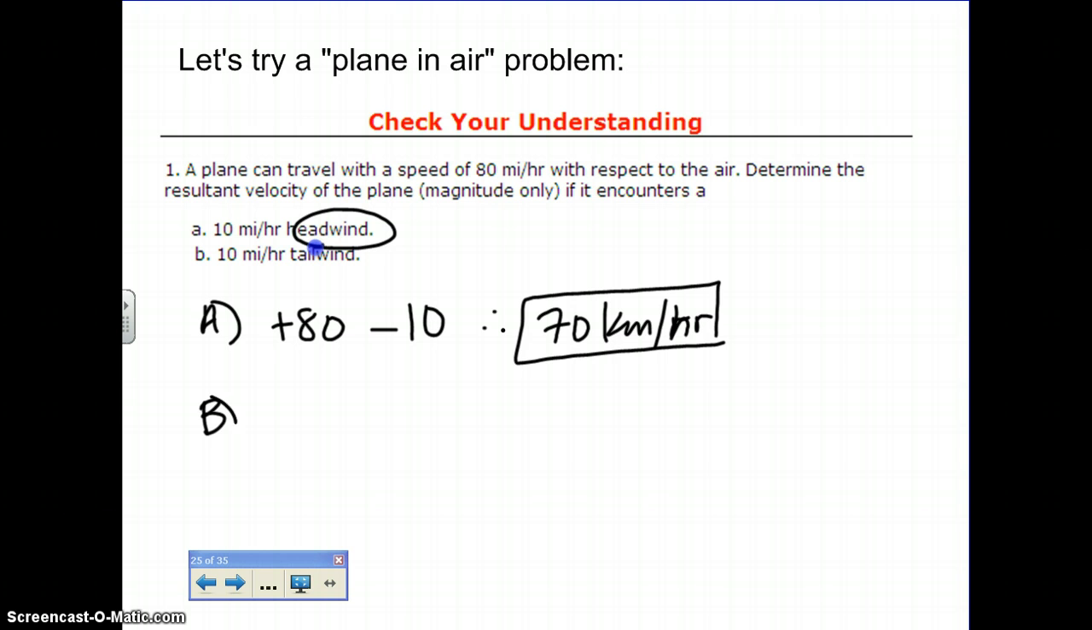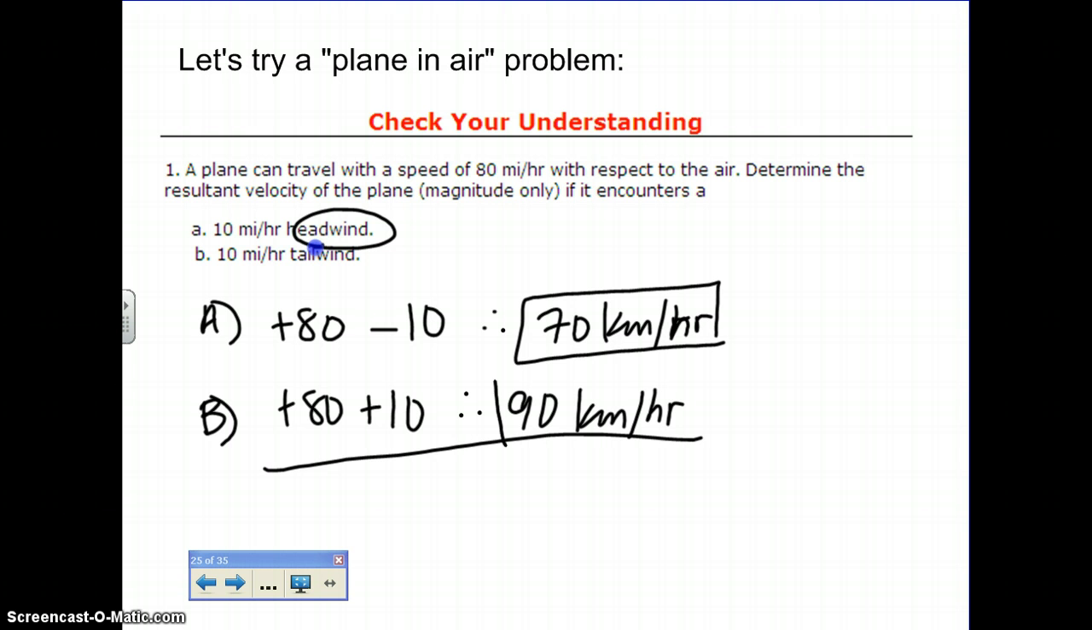Okay, now let's check out B. B says a 10 mile per hour tailwind. Oh yay. That means that you're really traveling 90 kilometers per hour. So you can see how right there you're saving time. So instead of traveling at 80 kilometers per hour, you're going to be moving much faster, therefore getting to your final destination in a shorter amount of time.